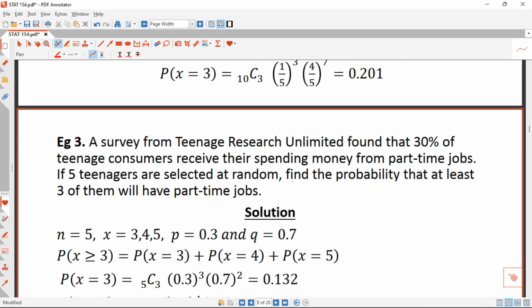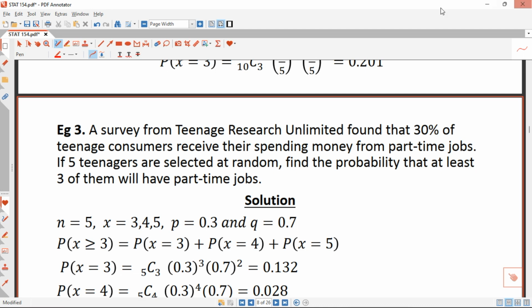Our third question is telling us that a survey from Teenage Research Unlimited found that 30% of the teenage customers receive their spending money from part-time jobs. If 5 teenagers are selected at random, find the probability that at least 3 of them will have part-time jobs. So at the end of the day, our p is given inside the question. You see that it was found that 30% of the teenagers.